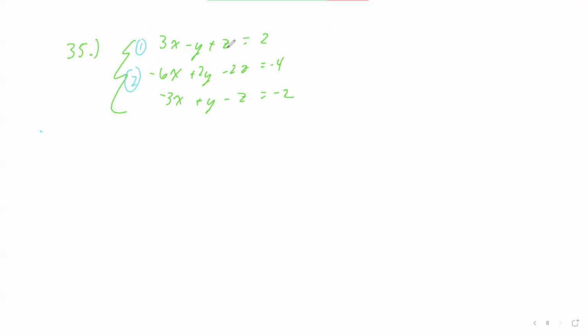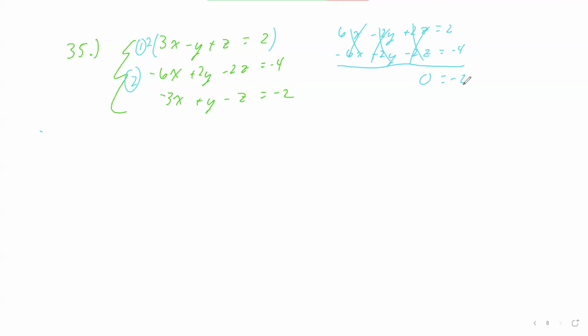And my goal is to eliminate z. So I'm going to multiply the first equation by 2. So I'll take this first equation times 2. That's going to give me 6x minus 2y plus 2z equals 2. And then my second equation is negative 6x plus 2y minus 2z equals negative 4. When I add them, everything eliminates and I get 0 equals negative 2.